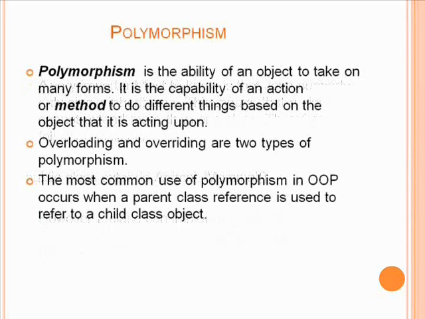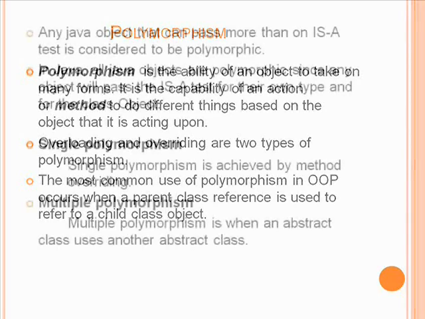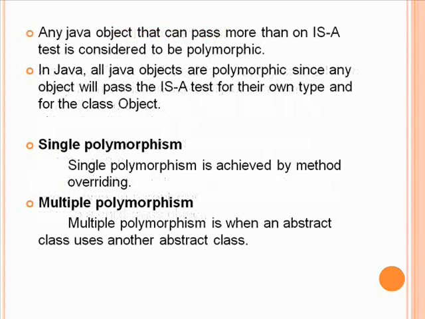Now let's look at what polymorphism is. Polymorphism is the ability of an object to take on many forms. It is the capability of an action or method to do different things based on the object that it is acting upon. Overloading and overriding are two types of polymorphism. Polymorphism is categorized as single polymorphism and multiple polymorphism. Single polymorphism is achieved by method overriding. Multiple polymorphism is when an abstract class uses another abstract class.